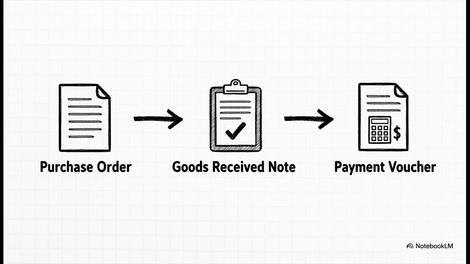The purchase department creates a purchase order. When the computer arrives, the warehouse fills out a goods received note. And finally, the accounting department bundles it all together to create a payment voucher. Every single document is a crucial link in the chain, creating a physical paper trail you can follow.